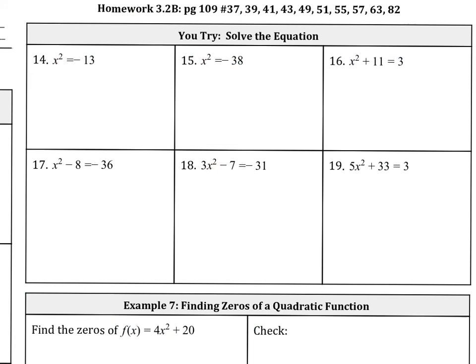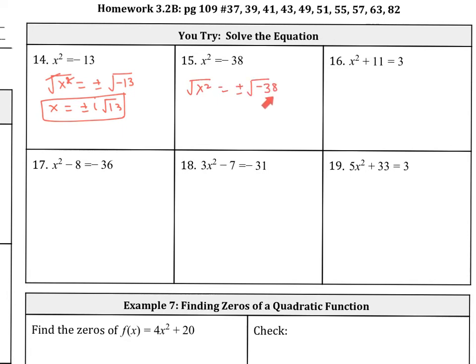For you try problem number 14, you're going to take a square root on both sides. Whenever you take a square root, you always put plus or minus. Square and square root cancel. x equals plus or minus i square root 13. Remember to put i for negative, and 13 is just a number. We cannot break this down, as it does not have a perfect square. So for number 15, you're going to take a square root on both sides.